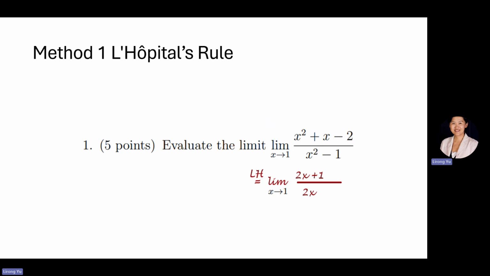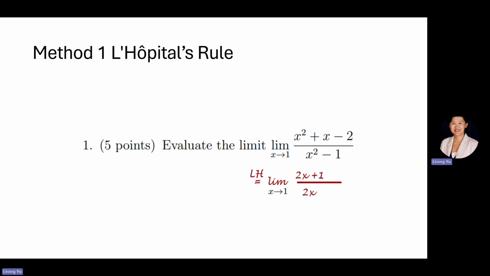According to L'Hopital, this kind of limit calculation can be solved by finding the derivative of the numerator and then finding the derivative of the denominator. In this case, the numerator is x squared plus x minus 2. The derivative is 2x plus 1. The denominator is x squared minus 1. The derivative will be 2x. So now you see L'Hopital does not solve the limit calculation, but allows you to write the limit calculation into an equivalent one that may be easier to solve. So it's a reduced level of difficulty. So now we have to solve this limit calculation.